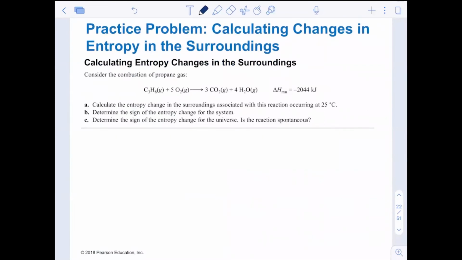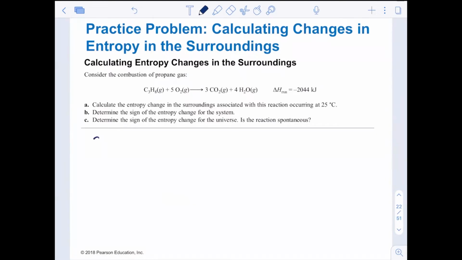Let's do a quick practice problem. Let's look at this combustion of propane again. We've looked at this a couple times already. It has a delta H written there as negative 2,044 kilojoules. We're going to calculate the entropy change of the surroundings associated with this reaction at 25 degrees Celsius. We are also going to determine the sign of the entropy change for the system. We don't know how to quantify it yet, but we can qualify it with a sign. And then we'll determine the sign of the entropy change for the universe. Is the reaction spontaneous?